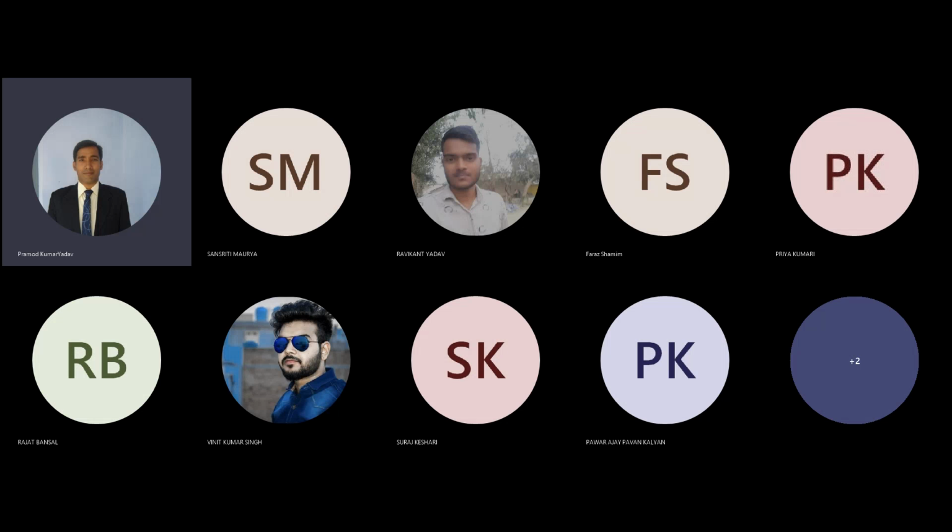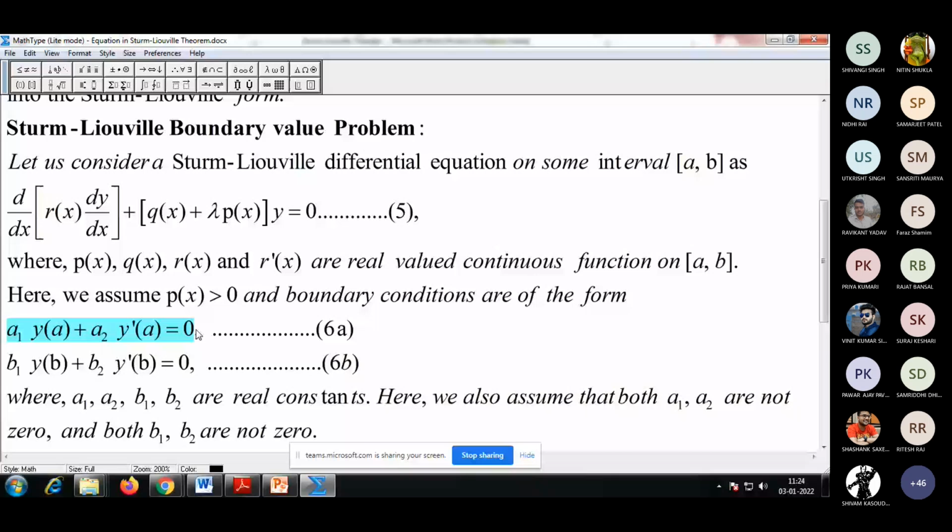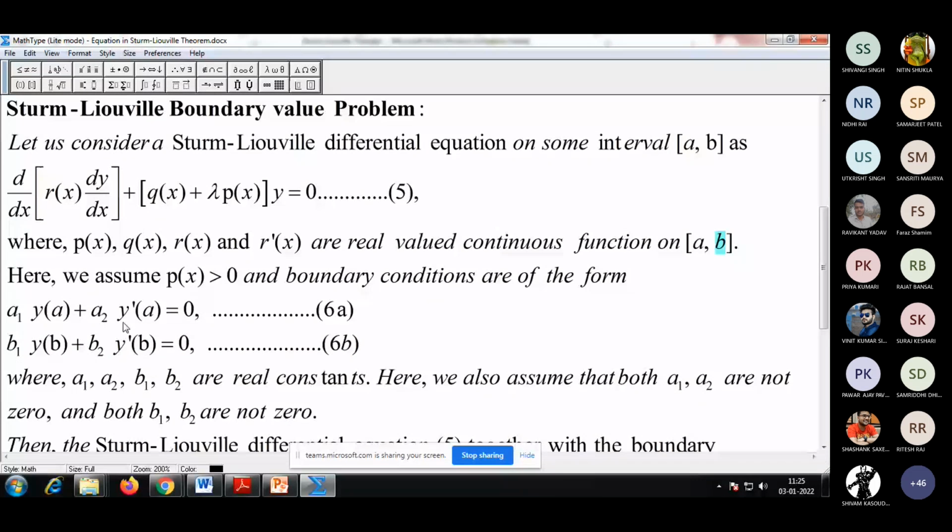That this condition means at the initial level, should be present in the power A. Why are we talking about this condition? This condition is at the beginning of this interval, that is at the point A, and the second condition is at the end of the interval, at B. So that's why it is given that A1 and A2 both can't be 0 and B1 and B2 both can't be 0.